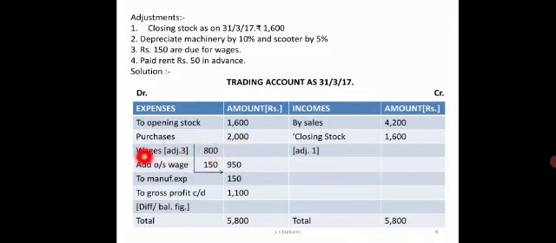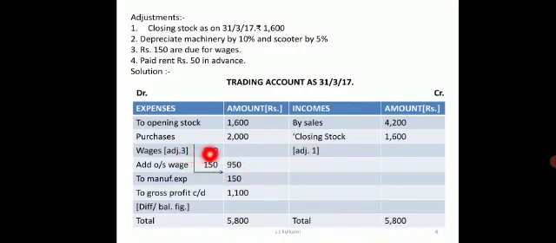Next, in the trial balance, wages are amounting to 800, but you have the third adjustment which says 150 rupees are due for wages. That means it is to be paid to the workers. So you have to add such unpaid wages to 800. So total wages for the year will be 950.